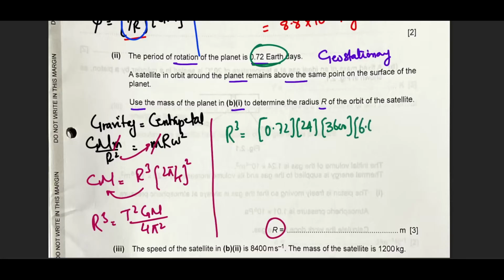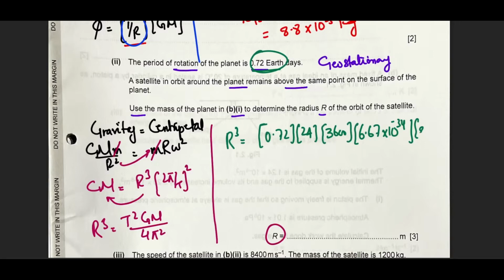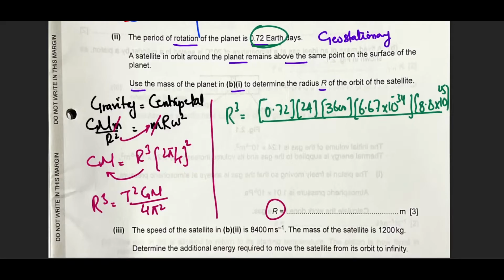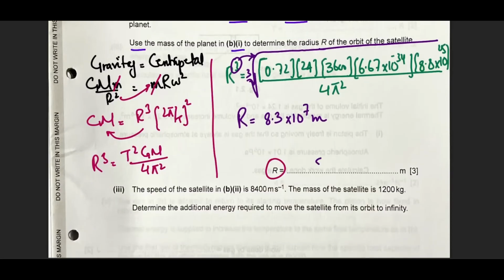into gravitational constant, which is 6.67 into 10 raised to the power minus 34, multiplied by the mass of the planet, which was found in the previous part, 8.8 into 10 raised to the power 25, bracket close, divided by our 4 pi square. Don't forget to take the cube root on the other side. When you bring this to the other side, this is going to become the cube root of this whole equation, including the denominator as well. So this r comes out as 8.3 into 10 raised to the power 7 meters.